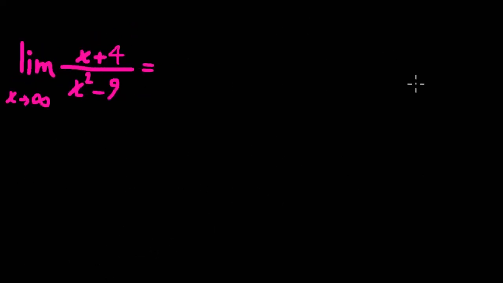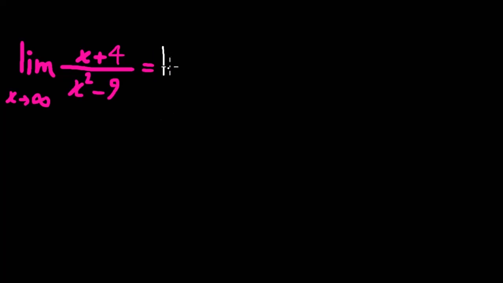In the last example, we have the limit of (x + 4) over (x² - 9) as x approaches infinity. What is the limit of this function? The degree of the numerator is less than the degree of the denominator. So the largest power of this rational function is x². And like the previous example, we need to divide the numerator and denominator by x².